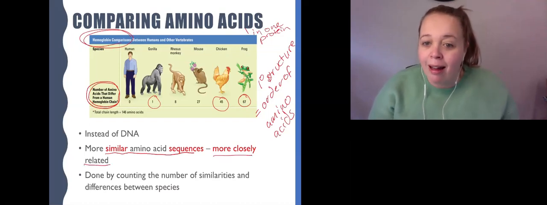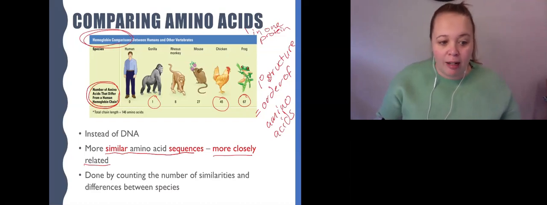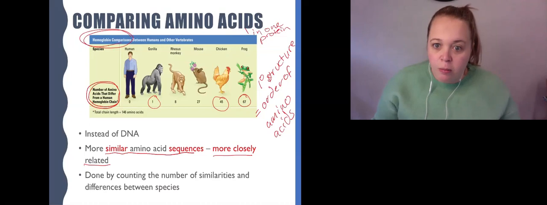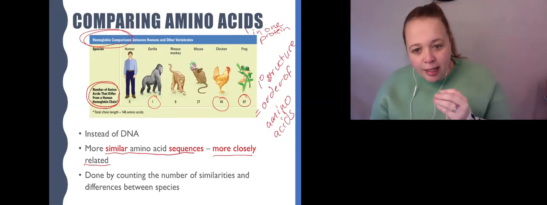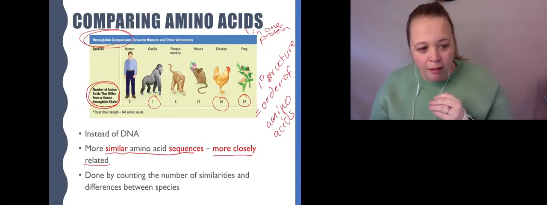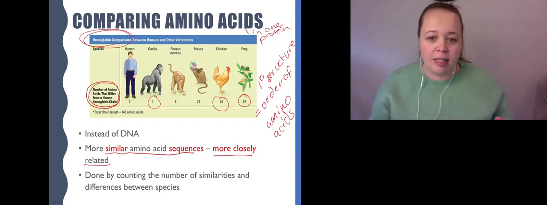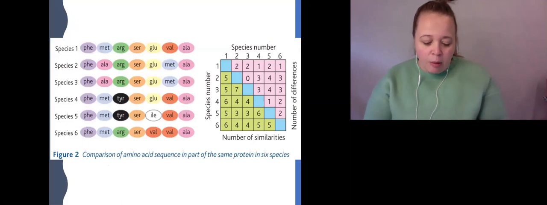So what we do is we count up the number of similarities, or usually the number of differences, between two species. The fewer differences, the more similar, and therefore they are more closely related. And this makes sense when we think about it here.